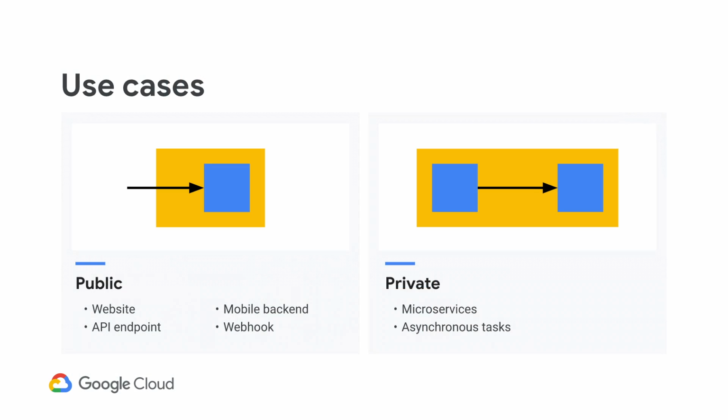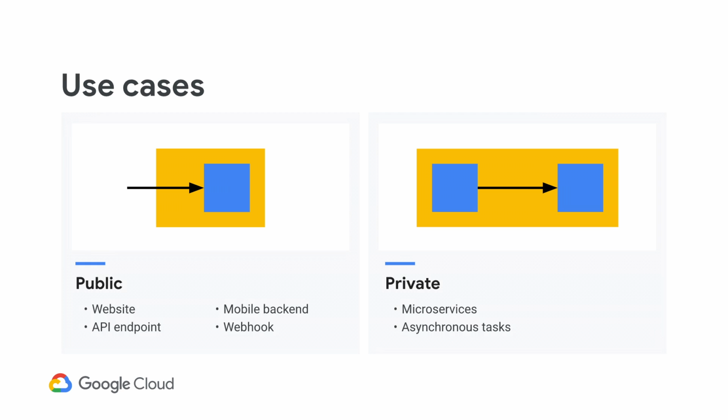The first one is everything that we call public microservices. They can be something like a regular website, an API endpoint, a mobile backend, or maybe even just a simple webhook, like a GitHub webhook where GitHub will send you a request when something has happened. All of these are actually exposing a public endpoint.